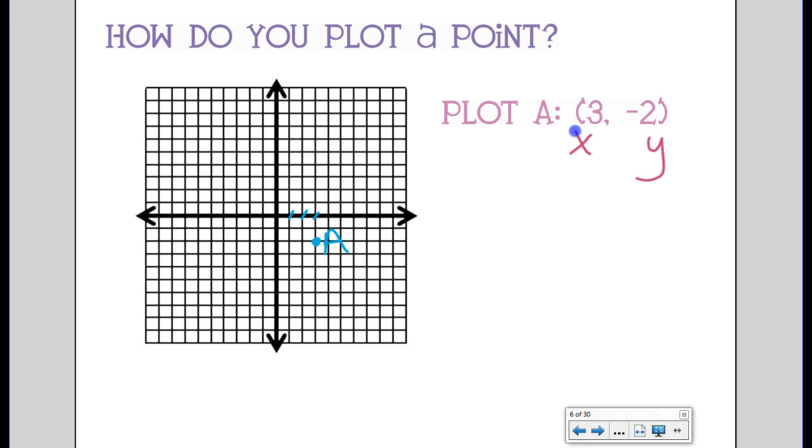And I'll have you come to the board and put those points on the coordinate plane as I call your name.